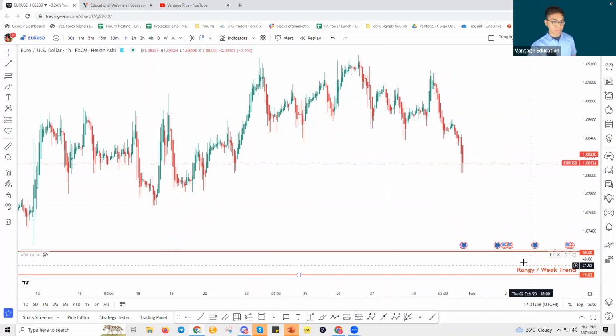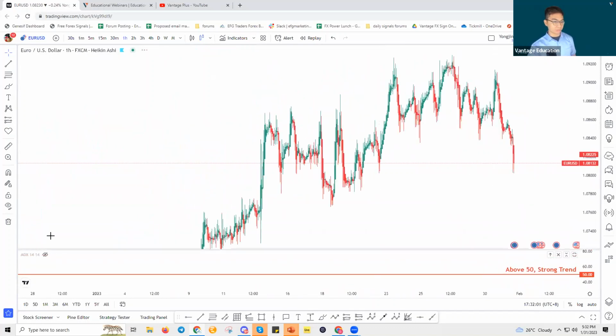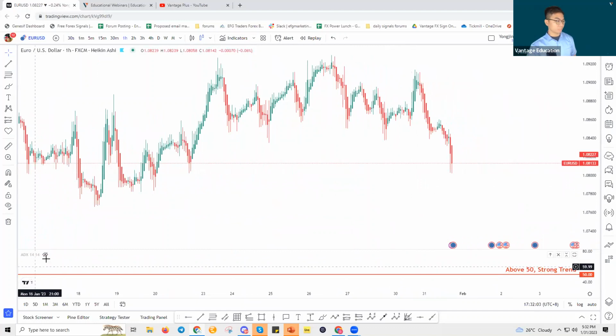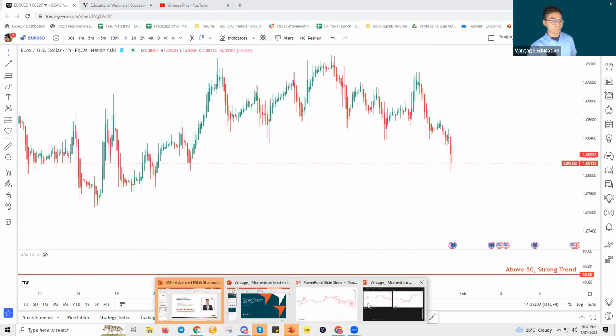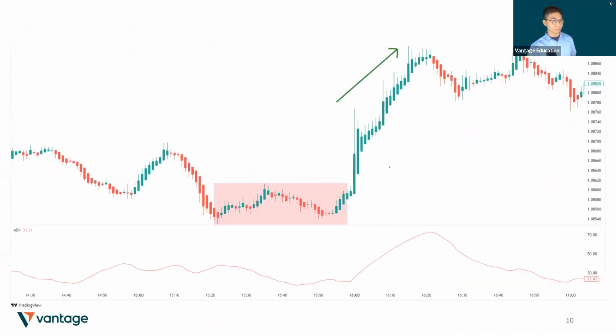So let me take a look at this ADX thingy. Okay, so right now we are moving on next towards how to, where is it? Okay, got it. Moving on next, how to use them together.